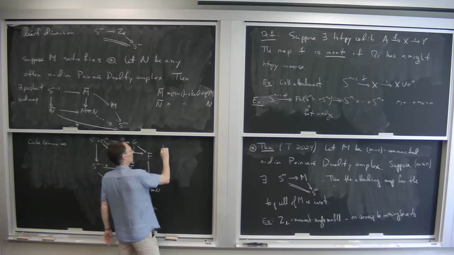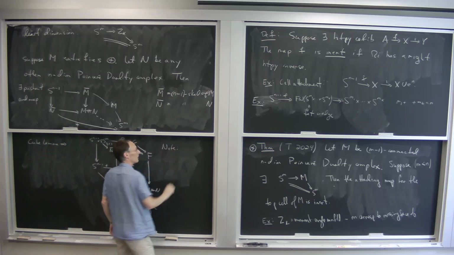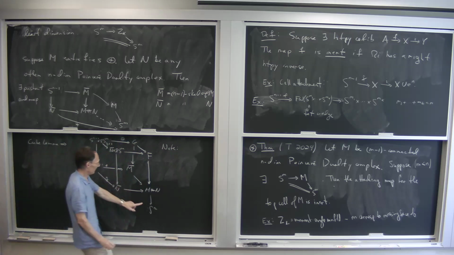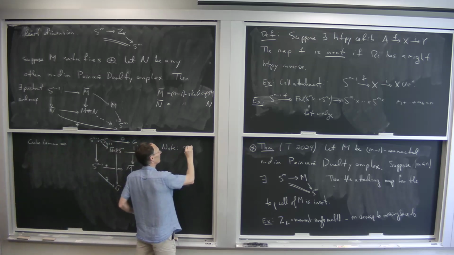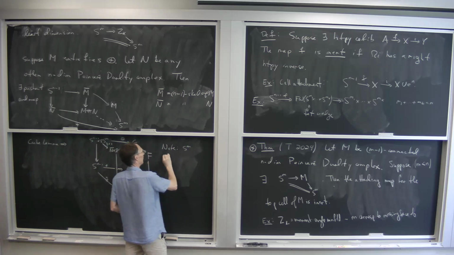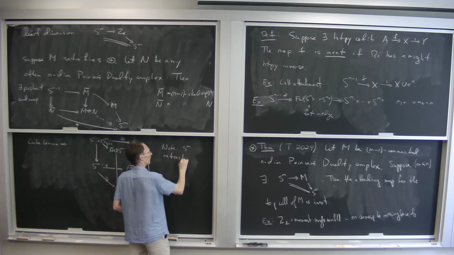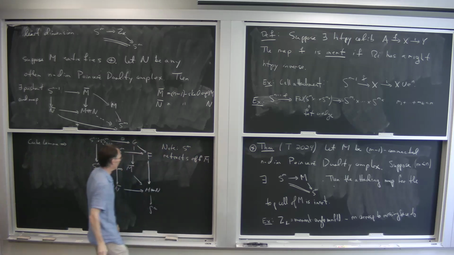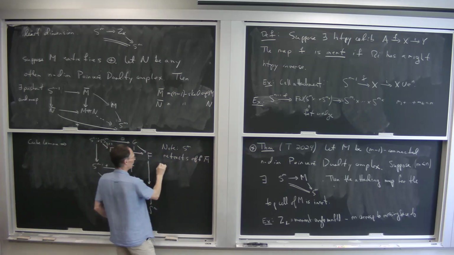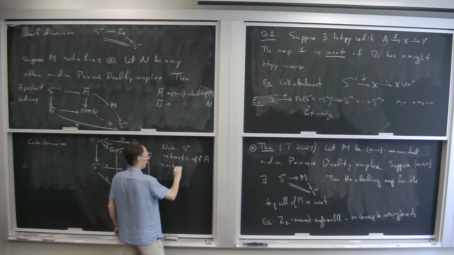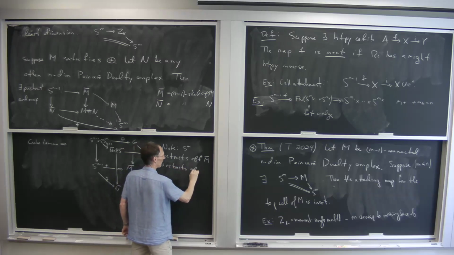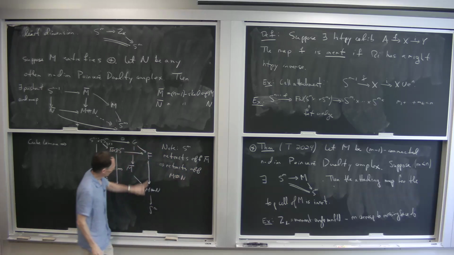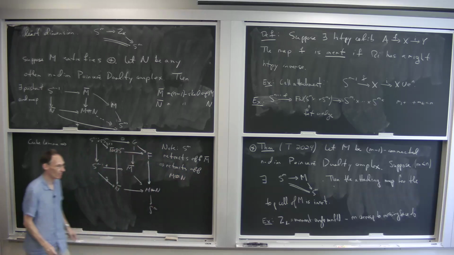So maybe a note or two. One is that, okay, so SM retracts off M bar, so it retracts off the connected sum. So this is a fibration with a section.